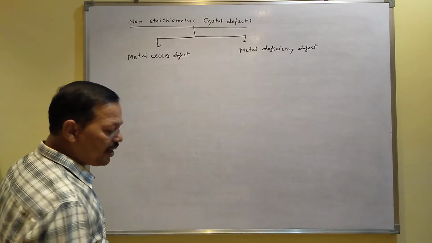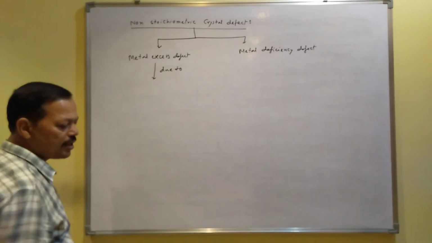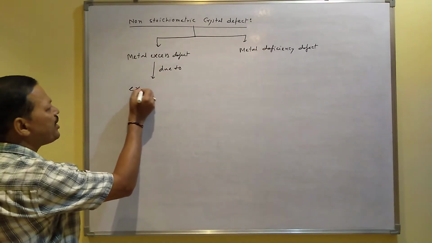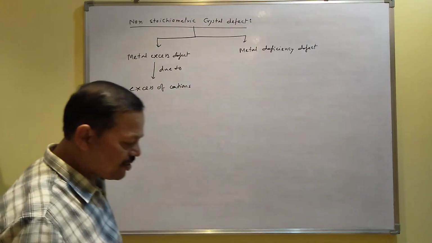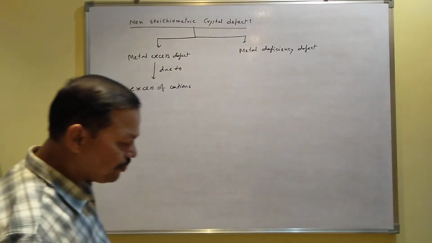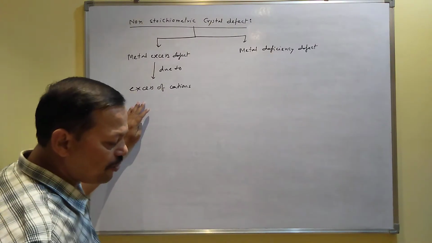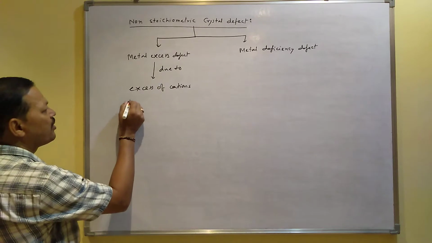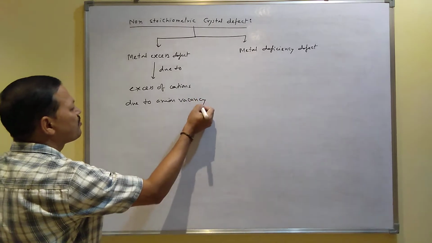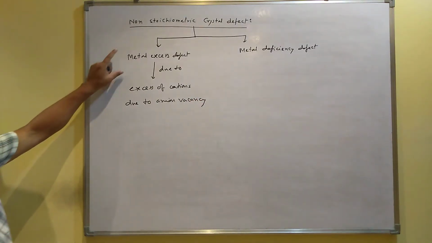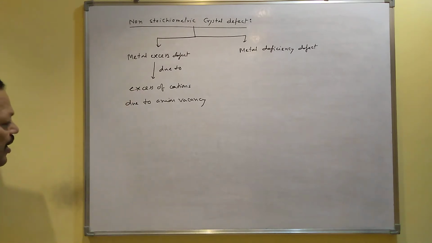This metal excess defect arises due to two reasons: either due to excess of cations, or due to anion vacancy. So metal excess defect arises due to two reasons: either due to the presence of extra cations or due to anion vacancy.